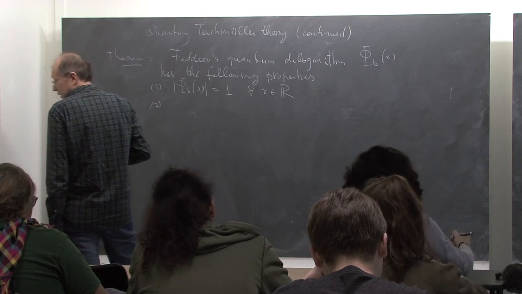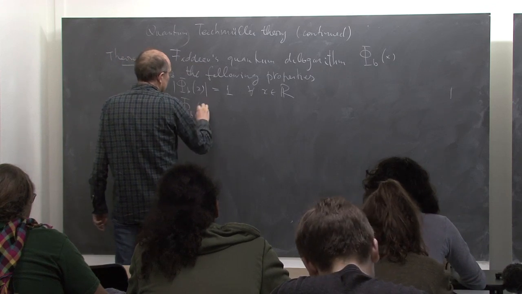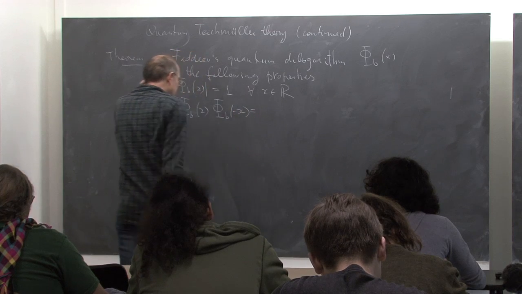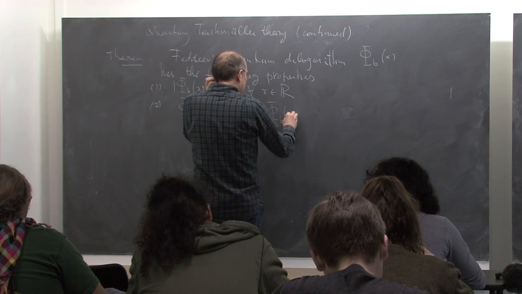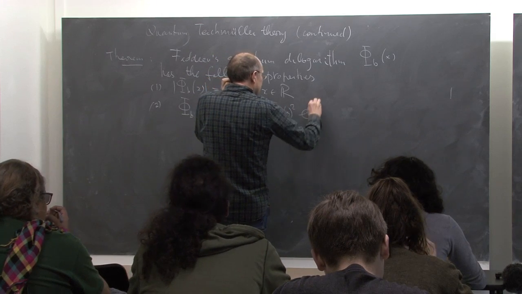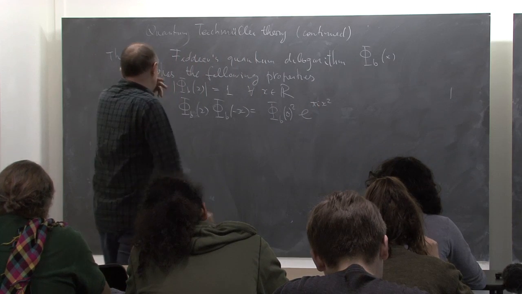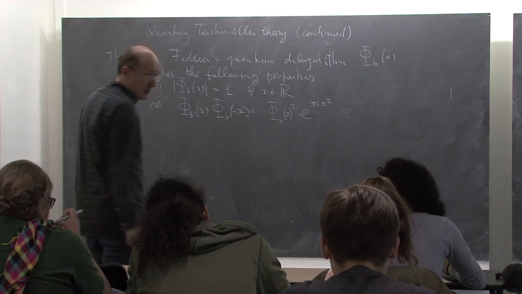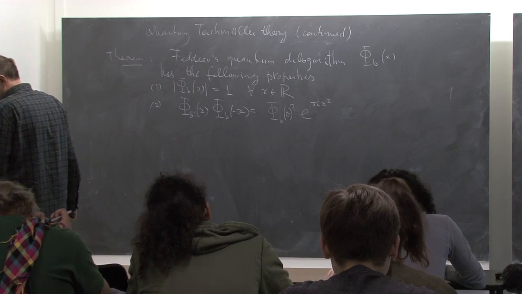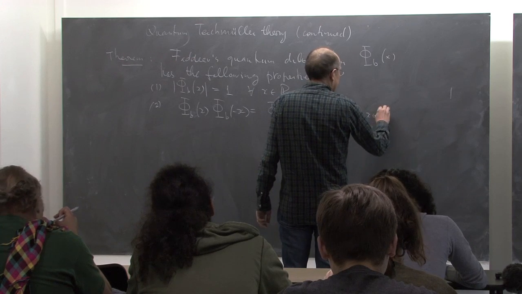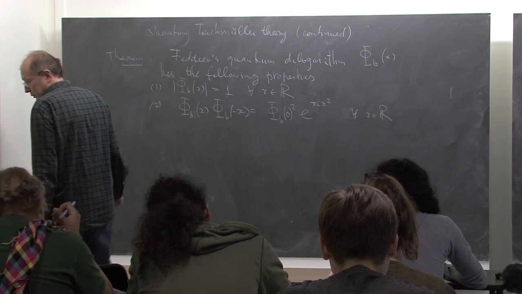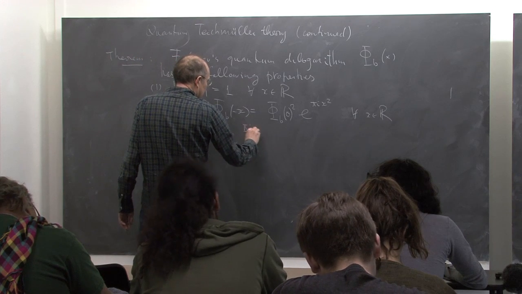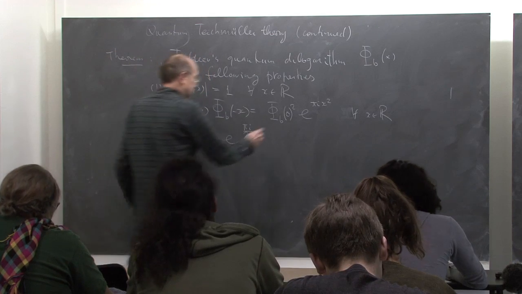Second property, it satisfies the inversion relation in the sense that if we multiply phi b of x with phi b of minus x, then it is a constant, which is necessarily phi b of 0 squared times e to the pi i x squared. So as a symmetry, we have a Gaussian exponential somehow built into this function, still for any x in R. And the third property is a value at zero, which is a remarkable number, e to the pi i over 24 multiplied by something depending on b.